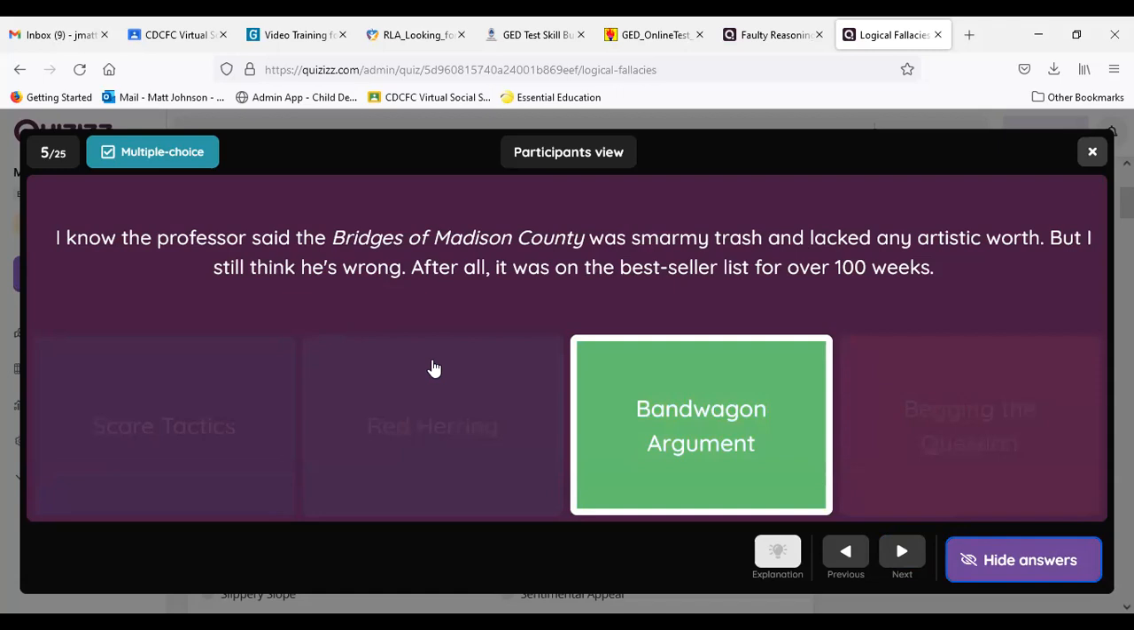it was on the bestseller list for over 100 weeks. So the bandwagon point of that is that it was really popular, right? So it sold a bunch of copies. So that in turn must mean that it's good, right? So if everybody liked it, it must have artistic worth. So that's the bandwagon idea there.